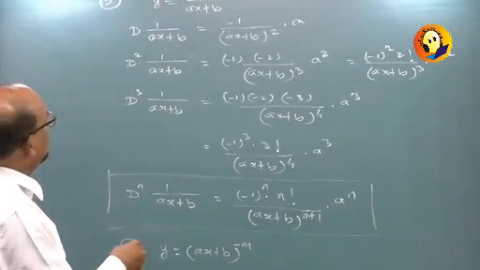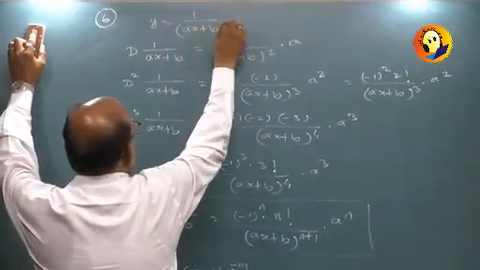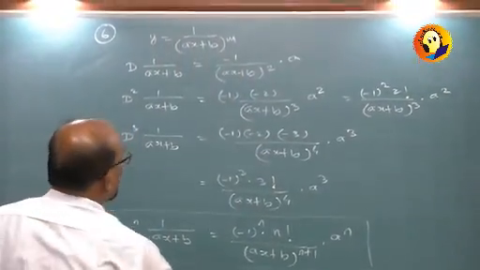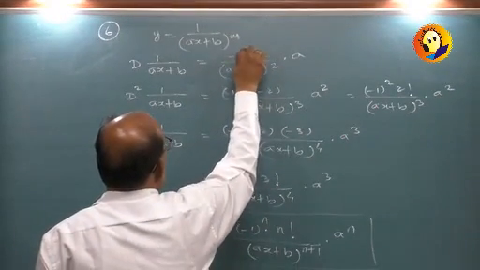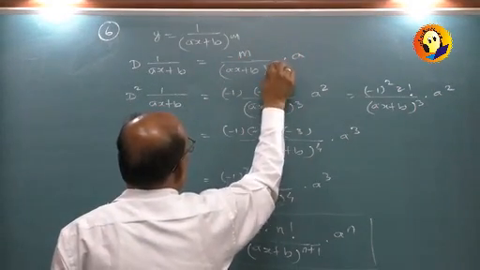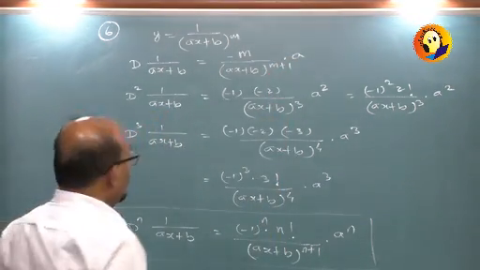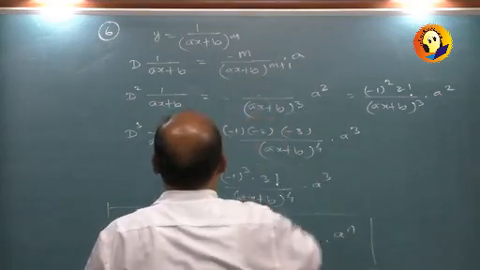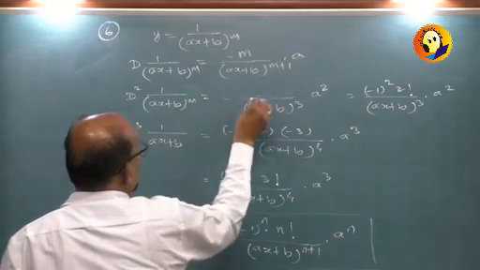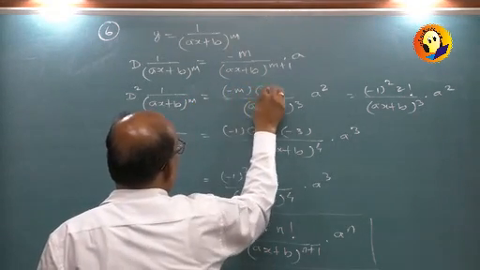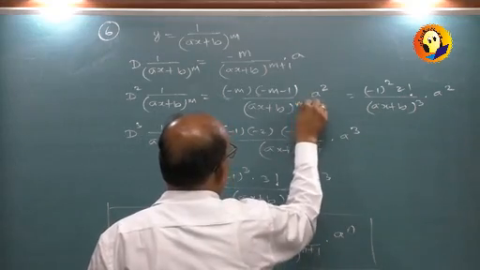You can actually follow the same procedure when it is raised to m. Then it becomes minus m upon m plus 1, right, into a. It will be minus m into minus m minus 1 upon m raised to.